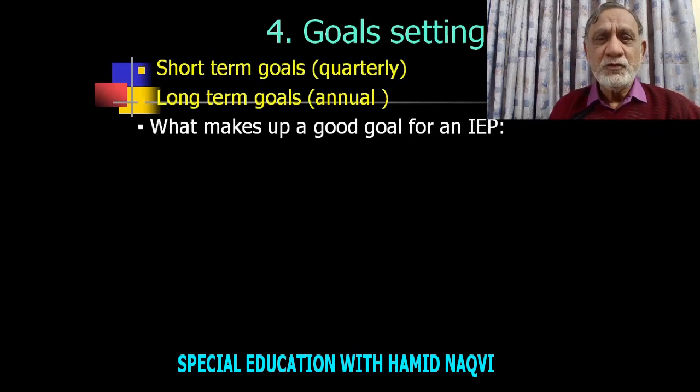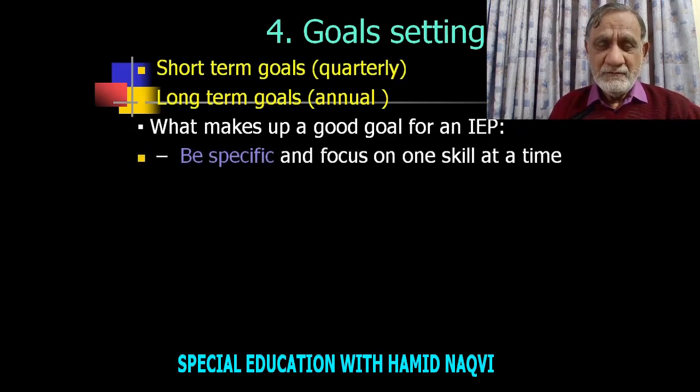What makes a good goal for an IEP? Same characteristics, same objectives of lesson plan. If you remember, in our previous video, we talked about objectives of lesson planning. Same five characteristics are important for the objectives of this IEP as well. First one is specific. Remember SMART objectives of lesson planning? Same SMART objectives in IEP as well.